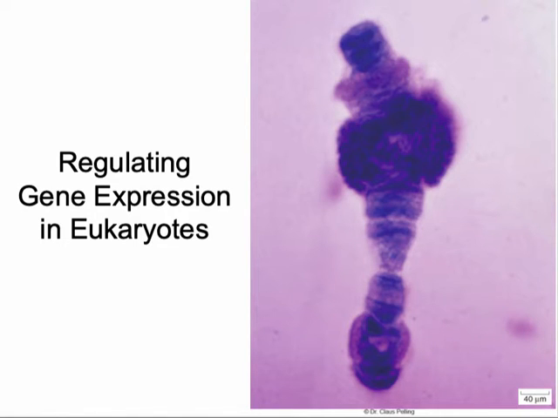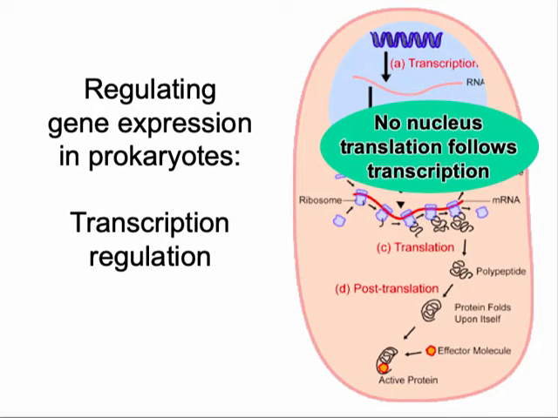Let's take a look at gene expression regulation in eukaryotes. So we had looked at prokaryotes already, since the main difference between prokaryotes and eukaryotes is that prokaryotes do not have a nucleus. And because they don't have a nucleus, that means translation is not separated from transcription. So translation actually starts before transcription has finished.